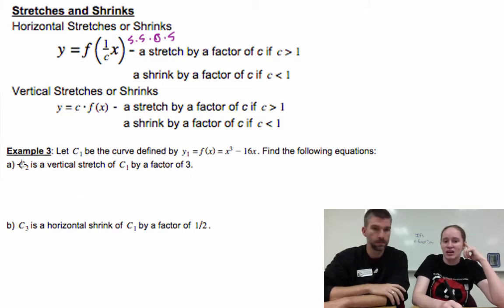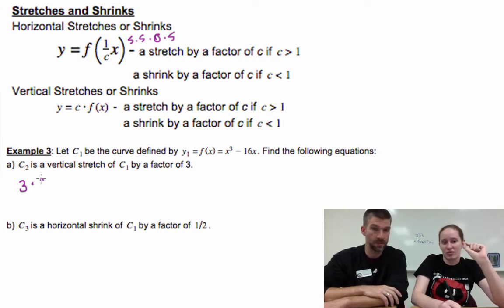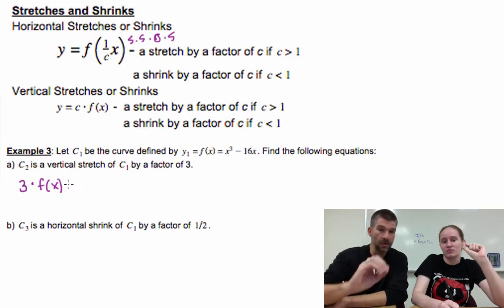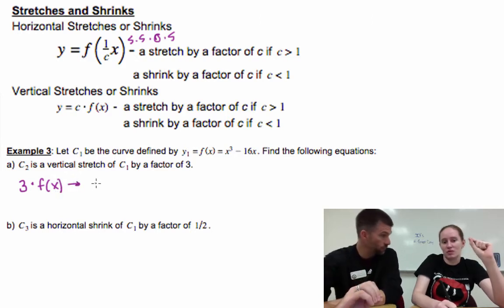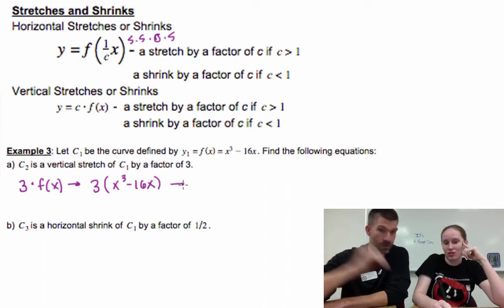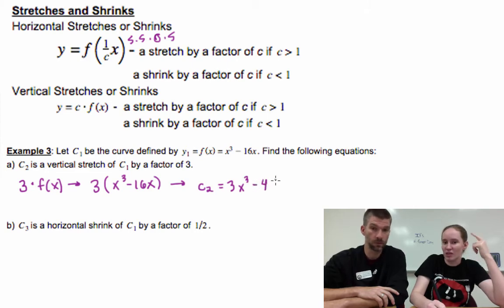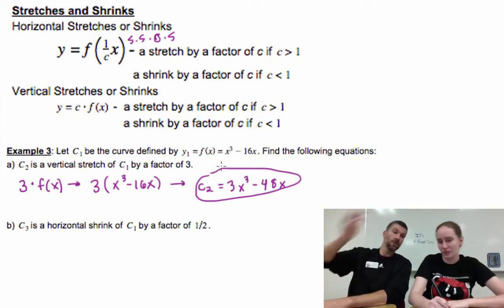So find the following equations. C2 is a vertical stretch of C1 by a factor of 3. So we're going to look at the vertical stretch, which is the bottom situation here. We're doing 3 times our f of x. That means 3 times everything that f of x equals. Well, f of x equals x cubed minus 16x, and now you just distribute and multiply. We'll call this C2 because they called it C2. And so that's 3x cubed minus 48x. That is our graph with a vertical stretch of 3. See, that wasn't hard at all.